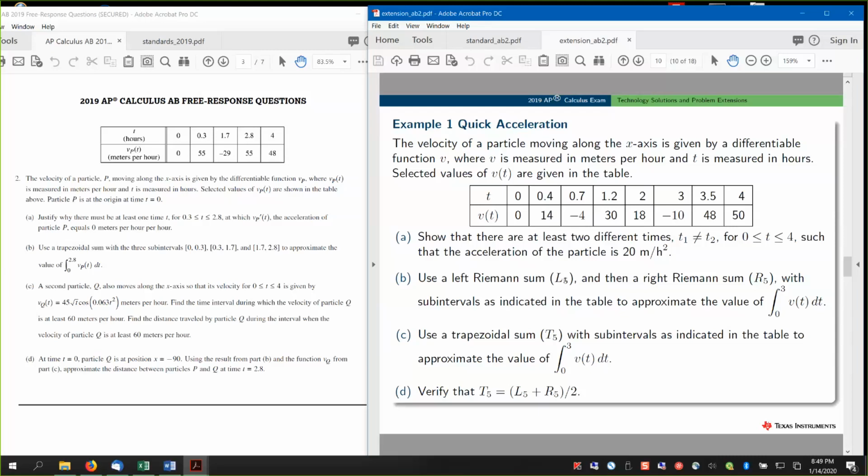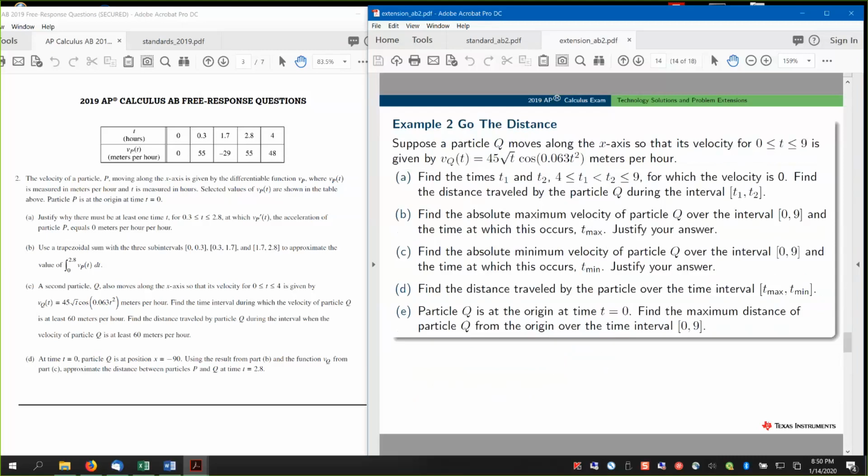I'm going to take a look at another one, Mike, if that's okay. So this example is based on the function v sub q that was given in the problem. And I've actually extended the interval for the velocity a little bit here. So we'll assume that this particle q moves along the x-axis, but this time for t between 0 and 9.